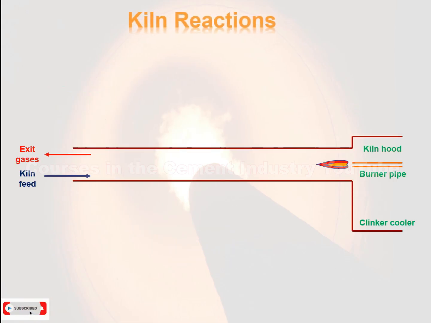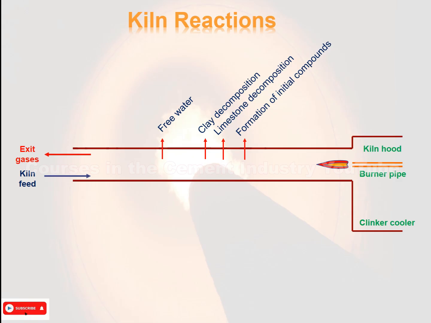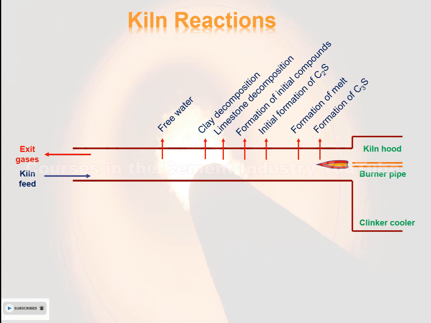Kiln reactions. In this slide, the types of reactions and where they occur inside the rotary kiln are shown. 1. Free water. 2. Clay decomposition. 3. Limestone decomposition. 4. Formation of initial compounds. 5. Initial formation of C2S. 6. Formation of melt. 7. Formation of C3S. We also explain the internal division of the rotary kiln.